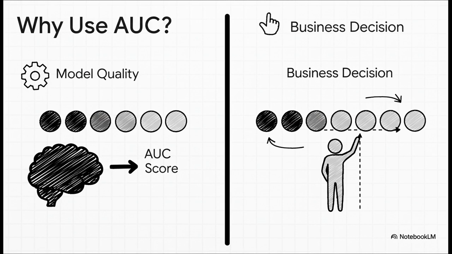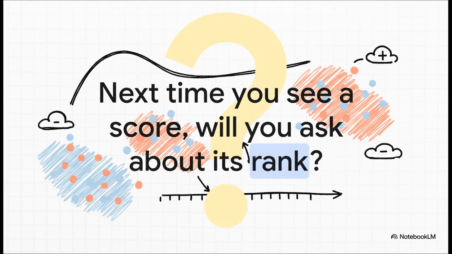AUC tells you how fundamentally separable your two groups are, and it gives you one single reliable number to summarize performance across every possible threshold you could pick. So the next time you see a predictive model, or a test score, or any system that's trying to separate one group from another, don't just ask about its accuracy at one specific point. Ask the deeper question: how good is its rank?